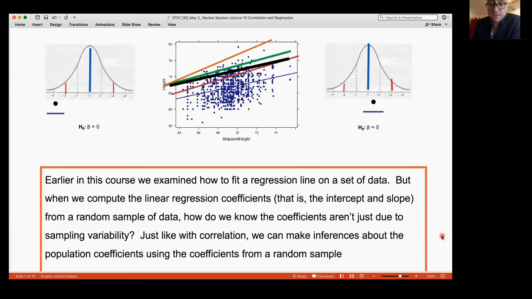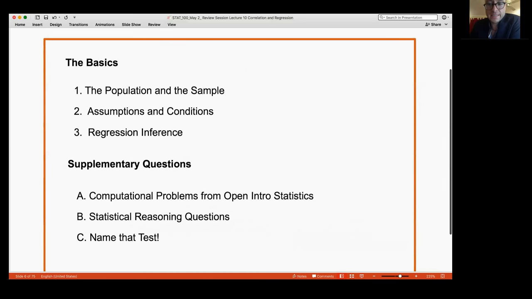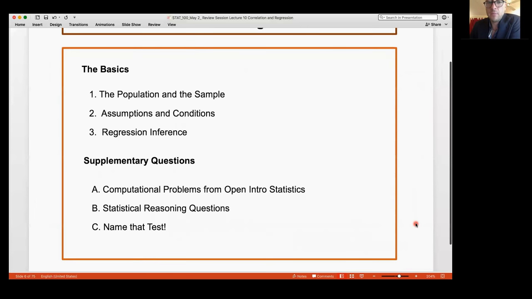So let's go to inferences for regression. I'm going to review some basics. You should know this: population and sample, the assumptions and conditions, and then what it means to infer a linear relationship.